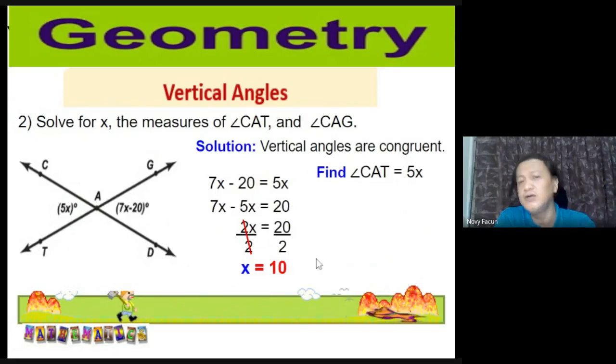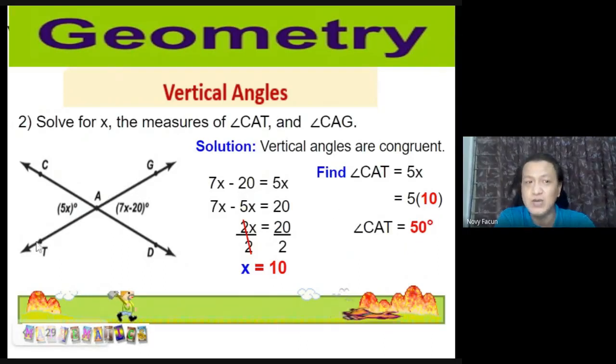And then, you can now find the value or the measure of angle CAT. 5x, substitute mo lang yung 10 dun sa x. Kaya magiging 5 times 10, that is angle CAT equals 50 degrees. So, ilalagay na natin dyan.